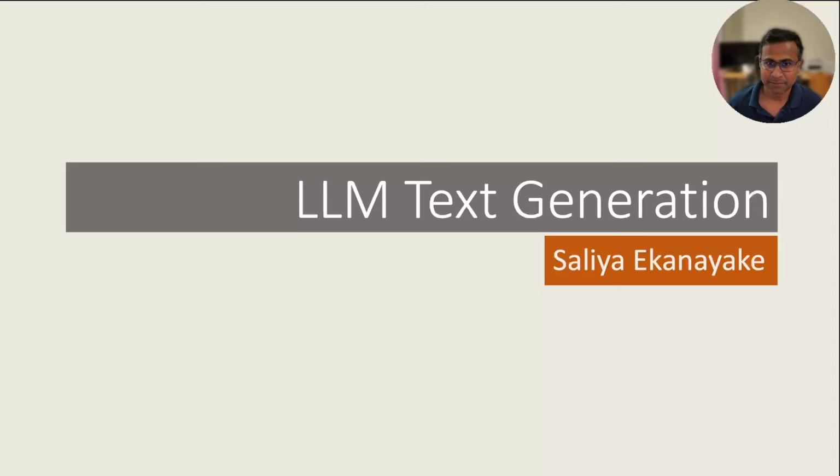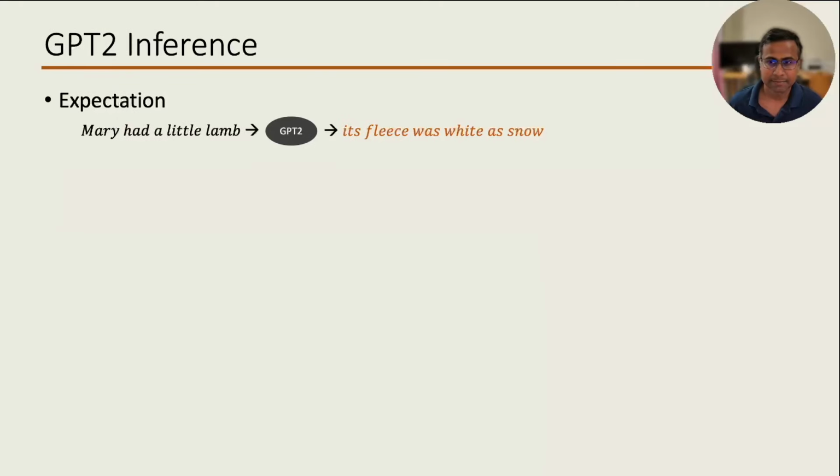In this video, we will go into the fundamentals of how large language models perform text generation. Let's take an example using GPT-2. We provide an input prompt, "Mary had a little lamb," and our expectation is it will produce an output string such as "its fleece was white as the snow."